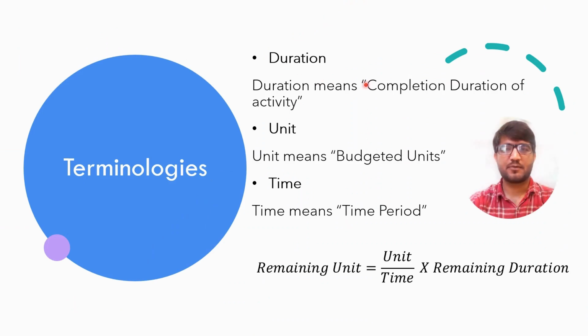Duration is the total time required to complete an activity. A unit is the total amount of work to be completed, often measured in hours or effort. Time means time period. The equation used in Primavera is: remaining units equals units over time, which is also termed the rate of resource that is deployed, multiplied by remaining duration.